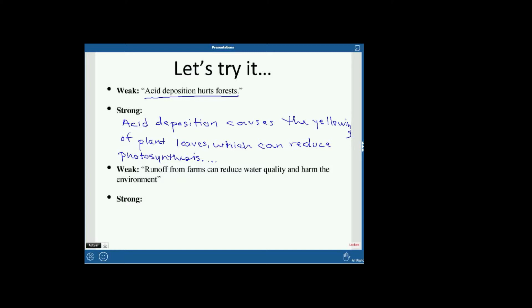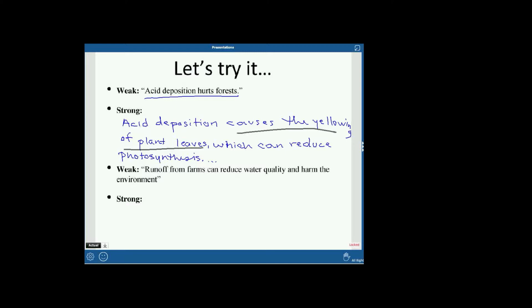But do you see how I was specific with that? I said, how does the acid deposition hurt the forest? Well, it causes the yellowing of leaves, right? That's our how. It's the same sentence, but the first sentence sounds like one a fifth grader could write, though I don't know if a fifth grader would say acid deposition, whereas the second sentence is like, I definitely deserve my college credit kind of sentence.